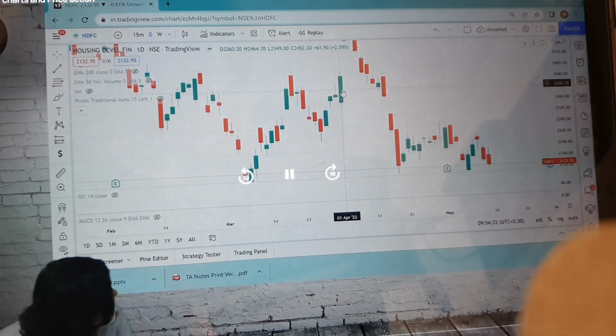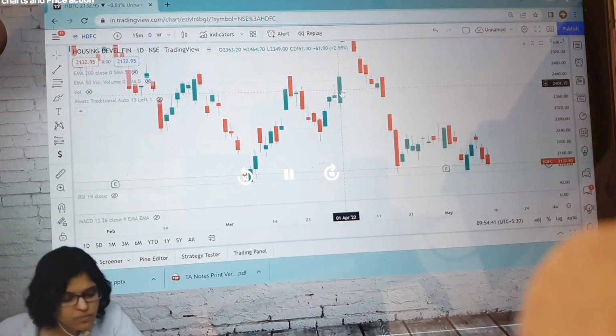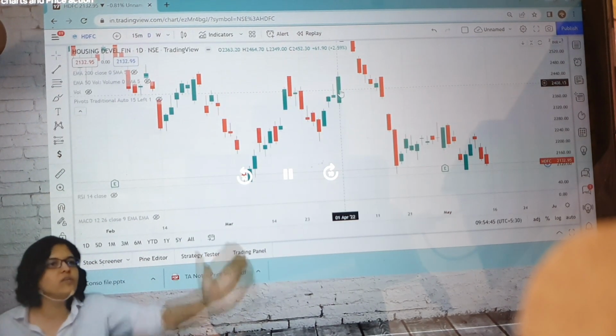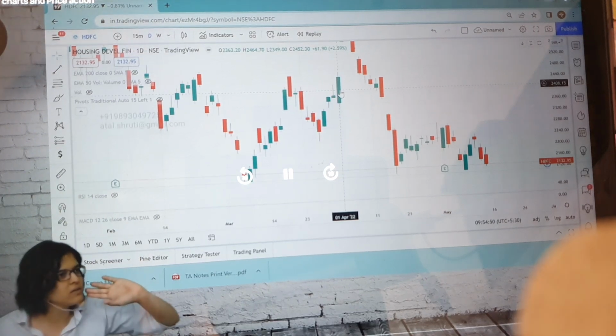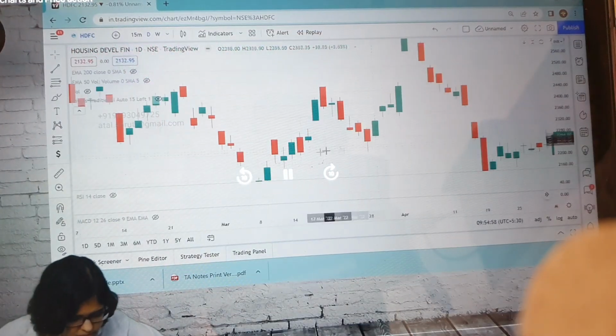Is it readable? Yes. Open is at 2363. Let's ignore the decimal point. What is the close? 2452. Obviously close is higher than open. That is why it's a green color candle. Correct? Chalo. Who can tell me for this candle?